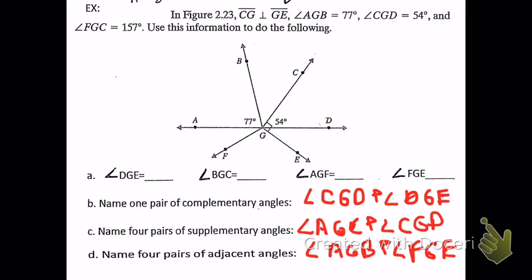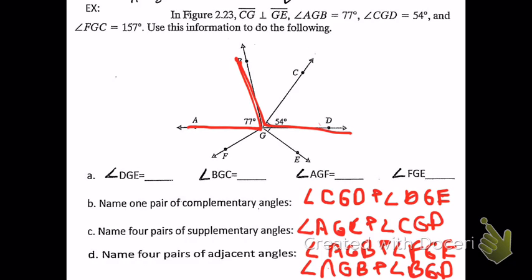Okay, name another pair of supplementary angles. AGB and BGD. AGB and BGD? Yes, these two are supplementary. So we have angle AGB and angle BGD. Those are supplementary angles. Alright, that's enough. I'm not going to do another example. Everybody get the idea? Alright.